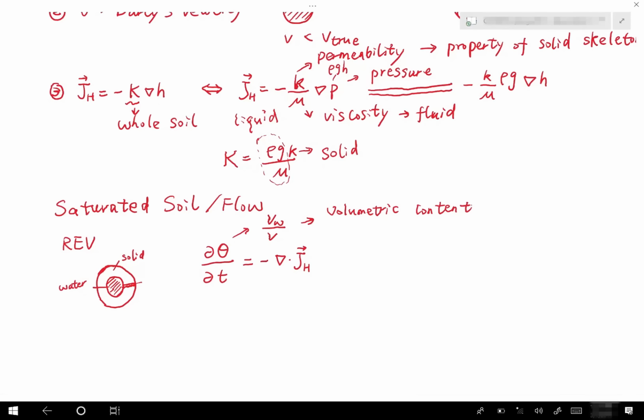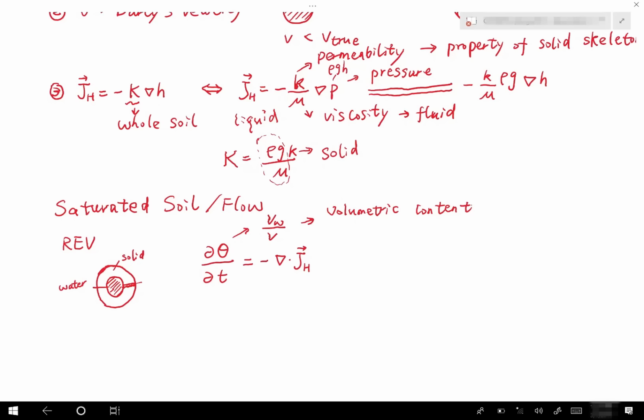Is the fraction of the volume taken by water only. And in the saturated soil, we have two phases. So that means V is the summation of V_w and V_solid. So V is the water volume and the solid volume.